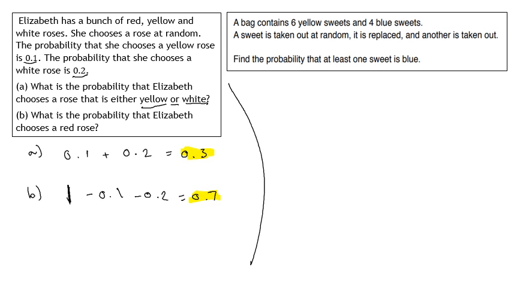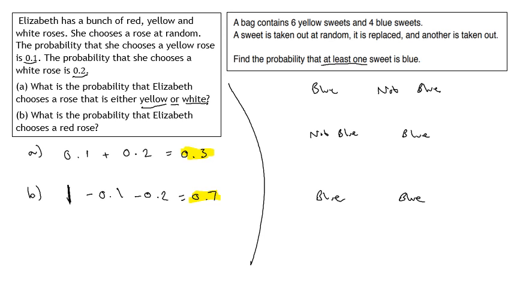So if we just think about the different options, I could pick out a blue sweet and then not a blue sweet. Or I could pick out not a blue sweet and then I could pick out a blue sweet. And there's one more option for at least one being blue, which is I could pick out a blue sweet and then I could pick out another blue sweet. So now we just need to work out the probabilities of these different options.